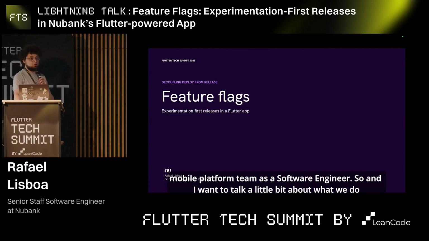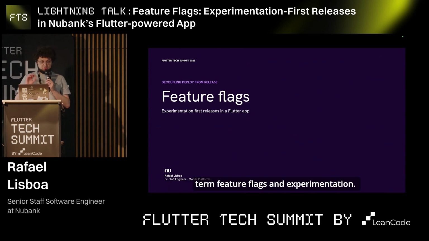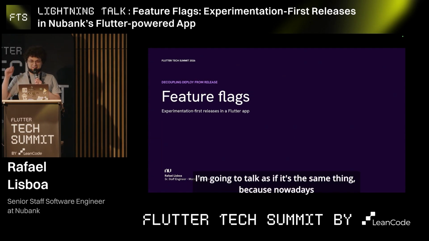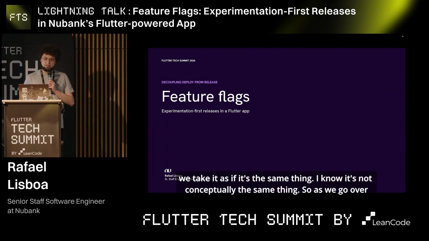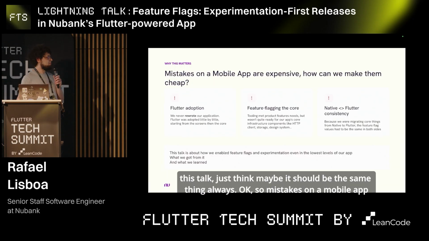I want to talk a little bit about what we do with feature flags and experimentation, first releases in a Flutter app. I will be using the terms feature flags and experimentation as if it's the same thing, because nowadays we take it as the same thing. I know it's not conceptually the same thing. So as we go over this talk, just think maybe it should be the same thing always, okay?